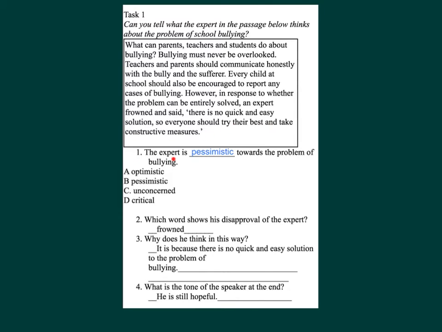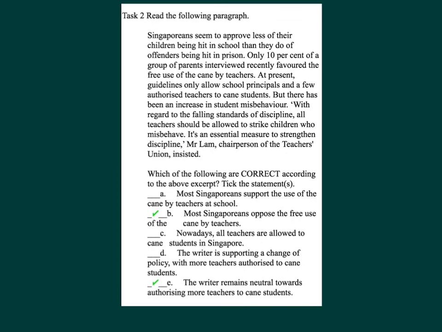Question 1. The expert is pessimistic towards the problem of bullying. Question 2. Which word shows his disapproval of the expert? The verb frown. Question 3. Why does he think in this way? It's because there's no quick and easy solution to the problem of bullying. Question 4. What is the tone of the speaker at the end? He is still hopeful.